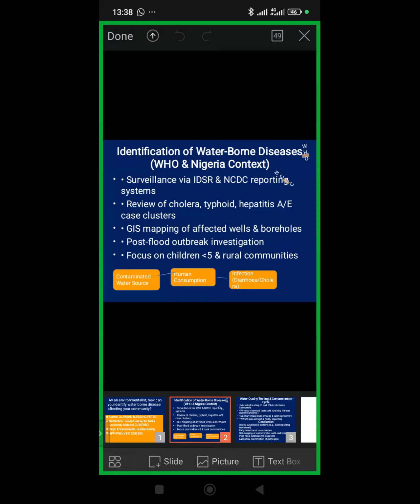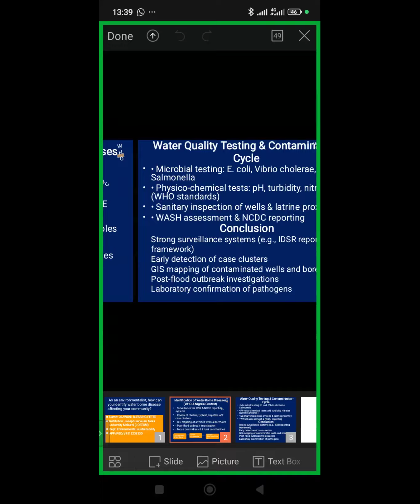Under the age of 5. So the children under the age of 5 years in the population have a high risk of this waterborne disease because of the level of control of the immune system in small children. So they can be the first persons to be identified with waterborne disease. So let me conclude.